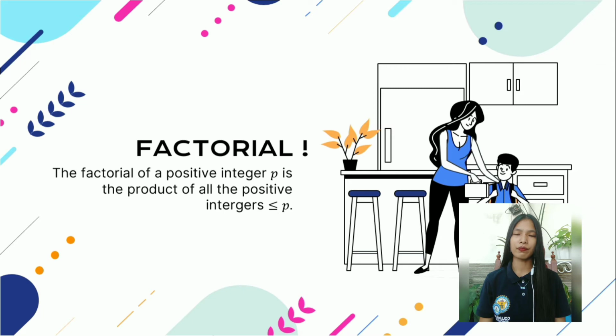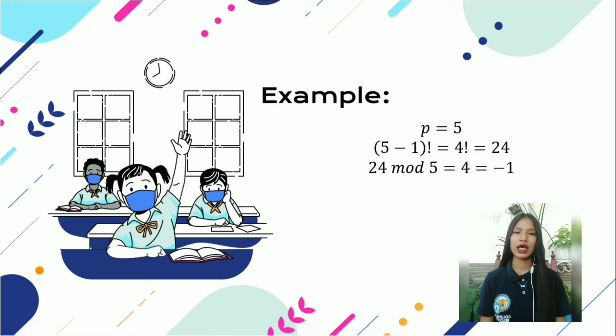First, let's define factorial. The factorial of a positive integer p is the product of all the positive integers that are less than or equal to p. Now let's have an example. Suppose we have p is equal to 5. If you want to see whether p is a prime or not using Wilson's theorem, all you have to do is to see if this particular formula holds true.